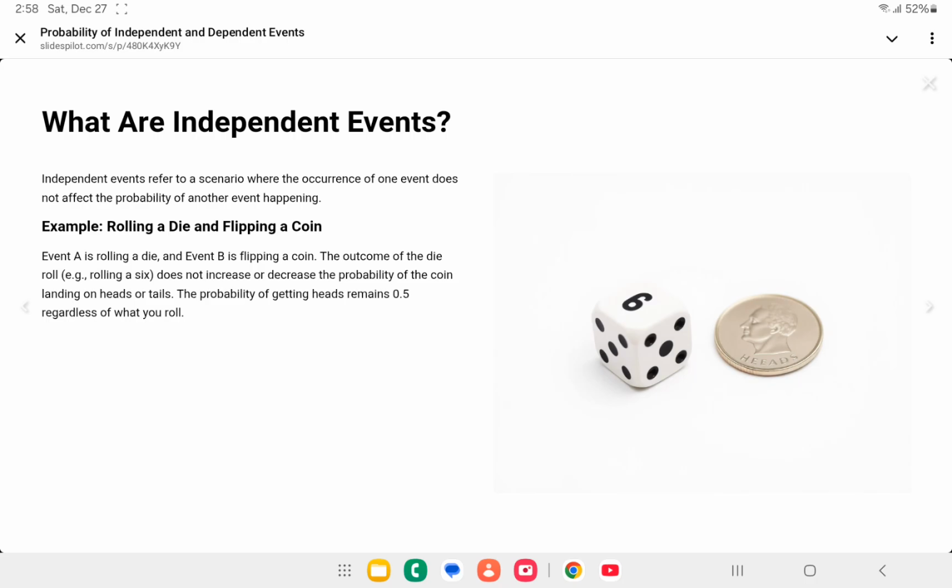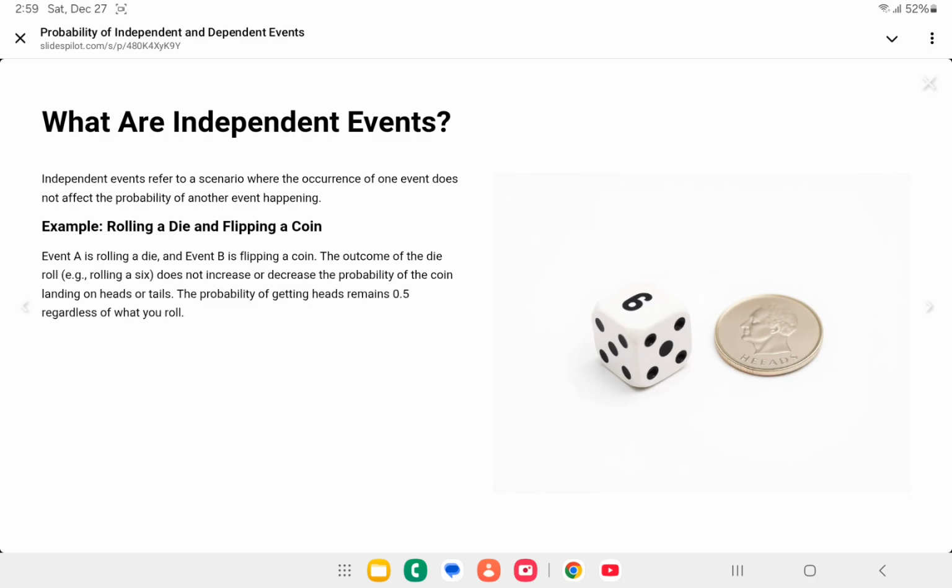For example, let's say we are rolling a die and flipping a coin. Both of these are two separate events. We can say that the first event is rolling a die and the second event is flipping a coin. Because the outcome of the first event does not affect the outcome of the second event, these events are said to be independent events. In other words, rolling a 6 doesn't increase or decrease the probability of a coin landing on heads or tails.